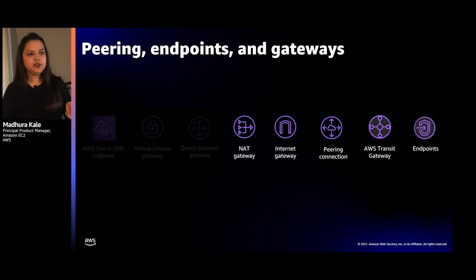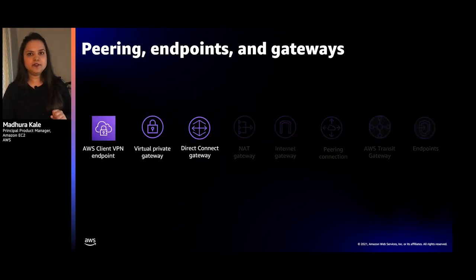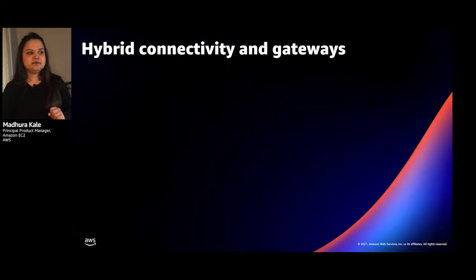And now we're going to look at this slide again, where we have covered the internet gateway, the NAT gateway, peering connections, transit gateway, and endpoints. Now, what we're going to talk about next is hybrid connectivity with 3 different services. 3 services offer hybrid connectivity today.